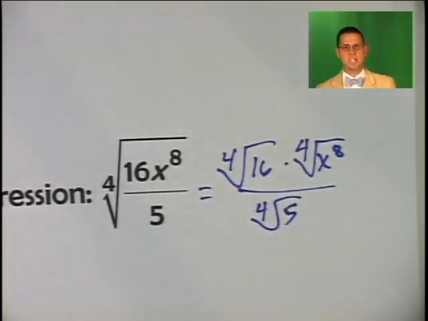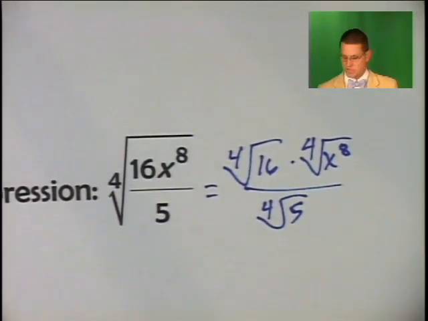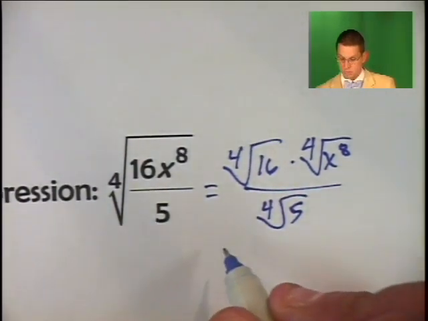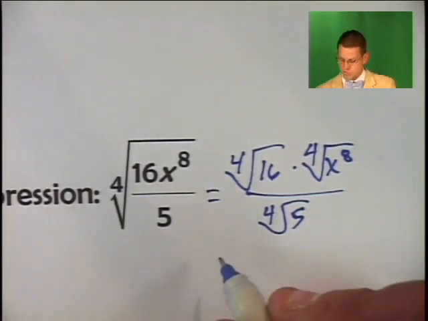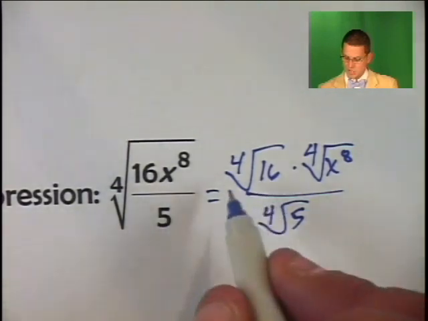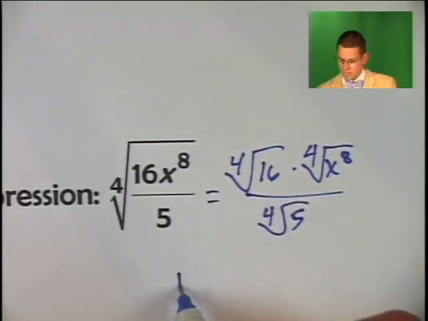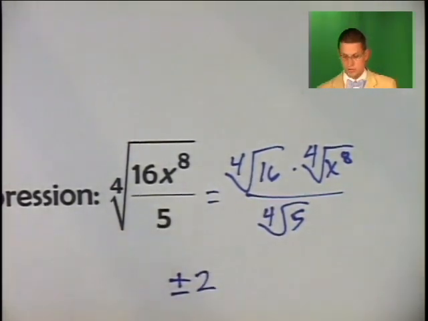The fourth root of 16, what number times itself 4 times is 16? It's going to be 2. Did you say that? 2 times 2 is 4, times 2 is 8, times 2 is 16. Now, because there's nothing specified there, you might want to put plus or minus 2. So this can actually simplify to a positive or a negative ratio.